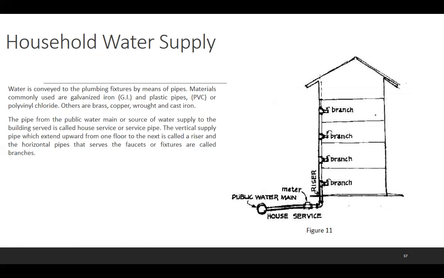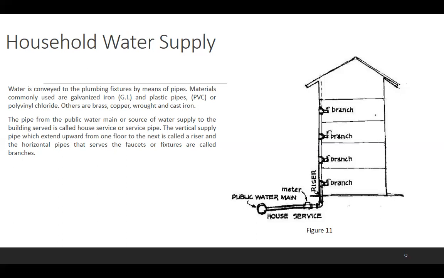UPVC, polyvinyl chloride, or any plastic pipe. Yung PPR, pwede rin, pang commercial. Others are brass, copper, wrought, and cast iron. Mahal yan mga copper.